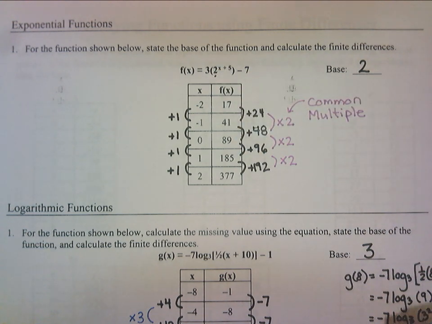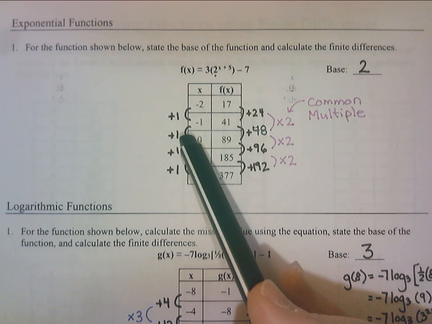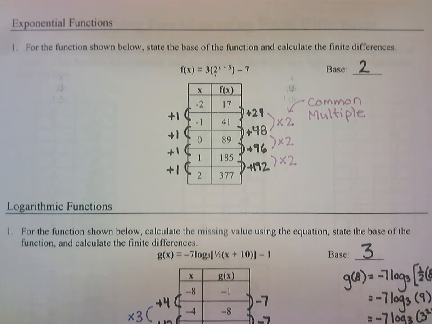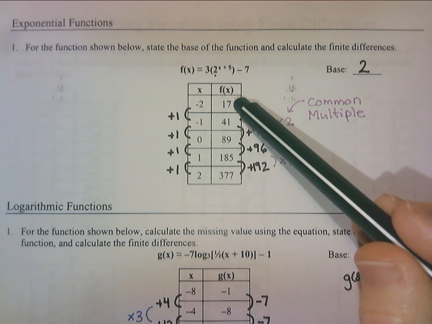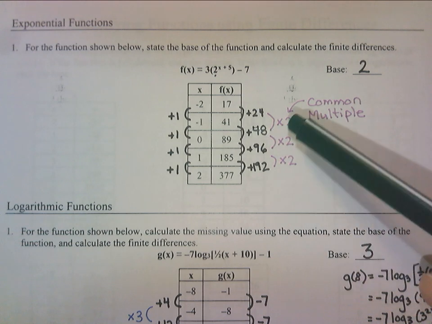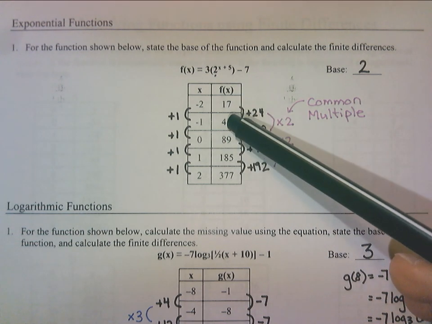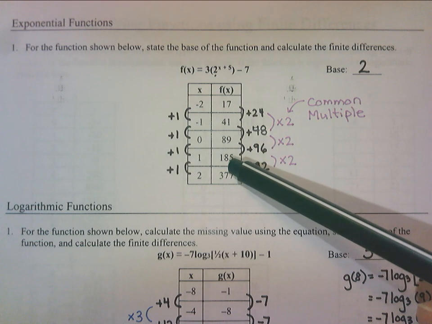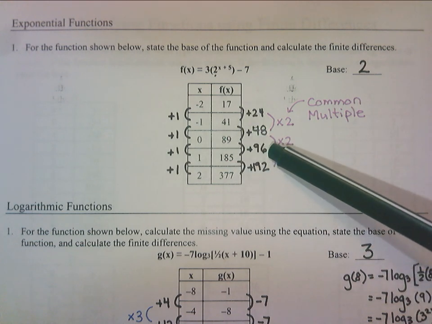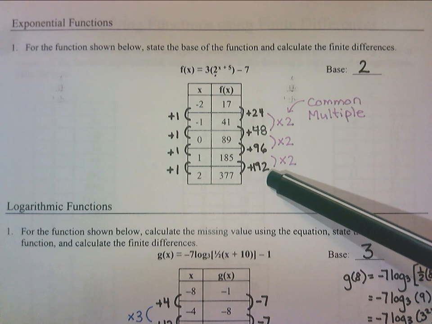Then I looked at the table and calculated the differences. On the x side, I noticed that I was adding 1 every time. And on the y side, I noticed that I was not adding 1 every time. So I did 41 take away 17 to get 24. I did 89 take away 41 to get 48. I did 185 take away 89 to get 96. And 377 take away 185 to get 192.